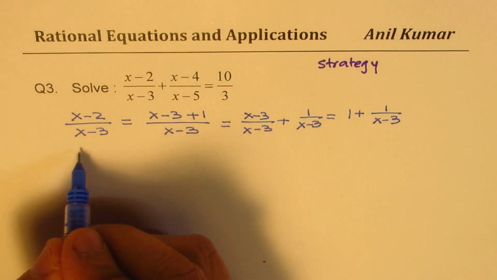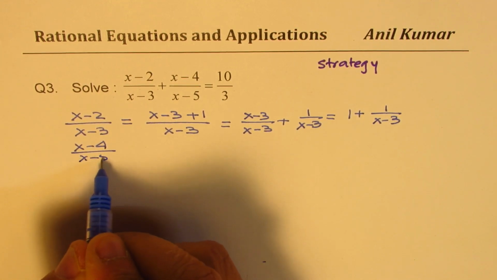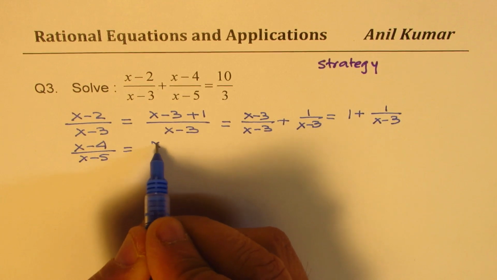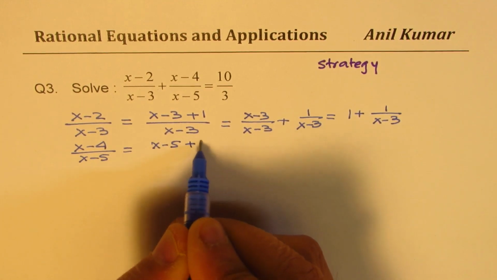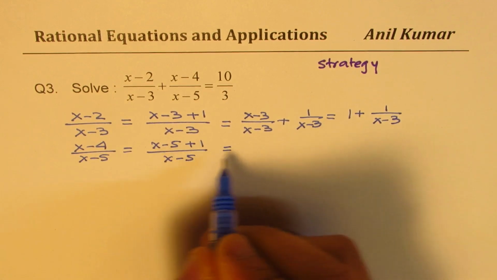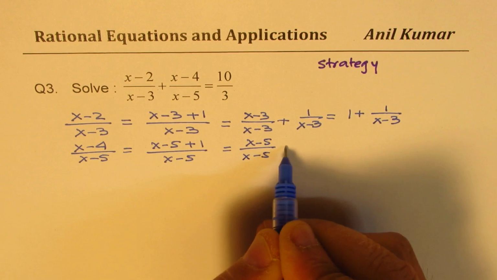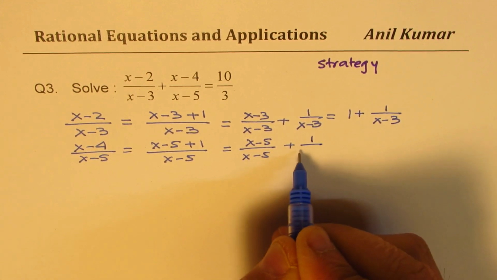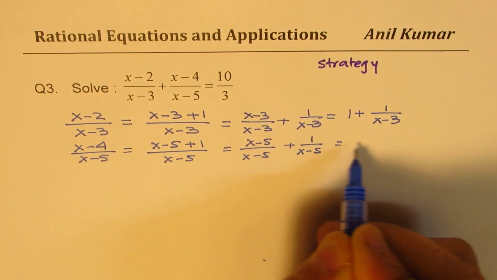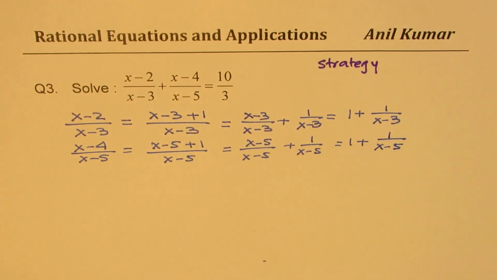Similarly, the second term, which is x minus 4 over x minus 5, I could split this as x minus 5 plus 1, correct? Divided by x minus 5, which could be written as x minus 5 over x minus 5 plus 1 over x minus 5, which is 1 plus 1 over x minus 5.